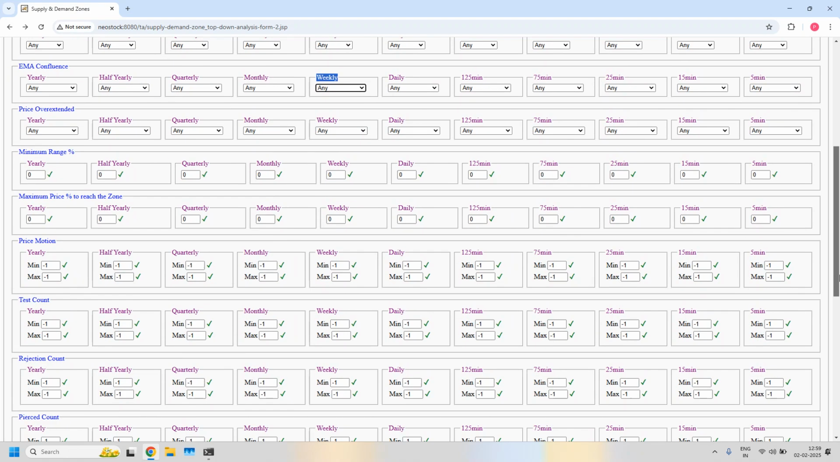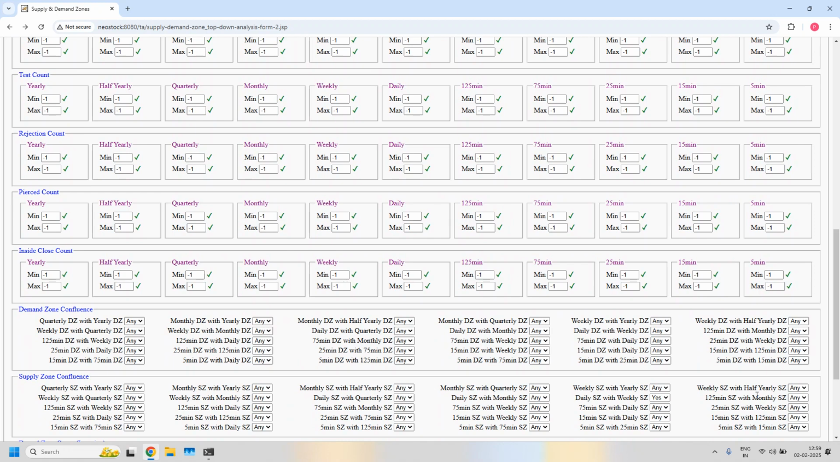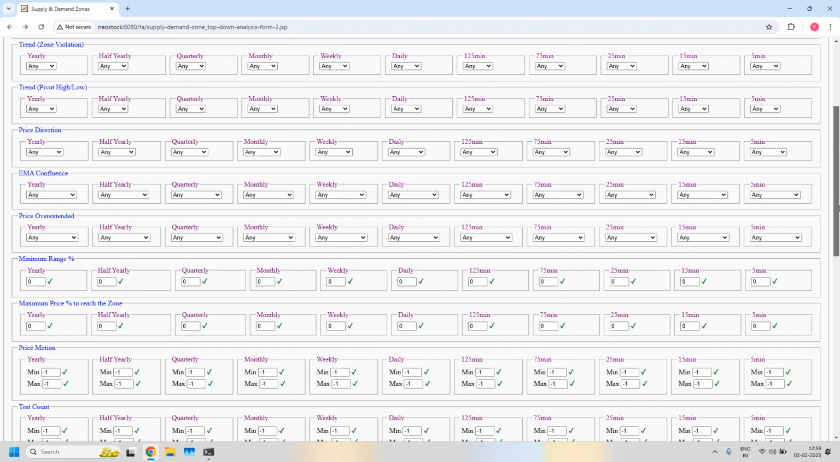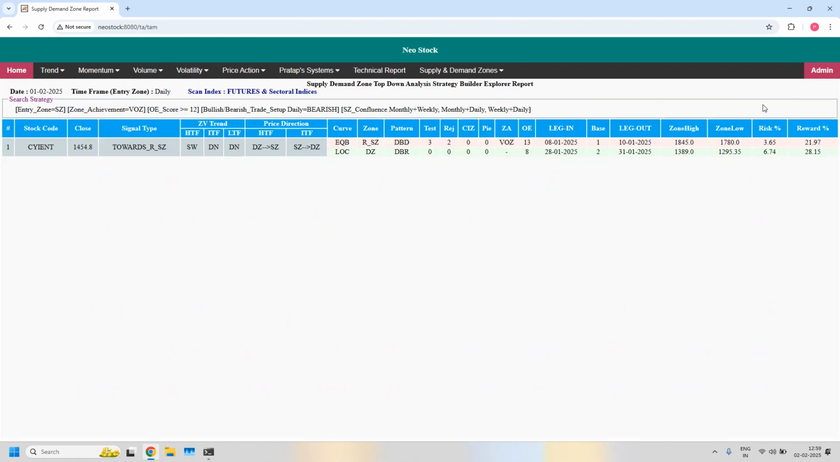In the supply zone confluence, we should set 3 filters. First filter is already enabled in the previous report. Second filter, daily supply zone with monthly supply zone confluence. And third filter, weekly supply zone with monthly supply zone confluence. With all the 3 filters, LTF, ITF, HTF supply zone confluence, we got 1 stock. So this daily supply zone is part of the weekly supply zone. Both together again part of the monthly supply zone.